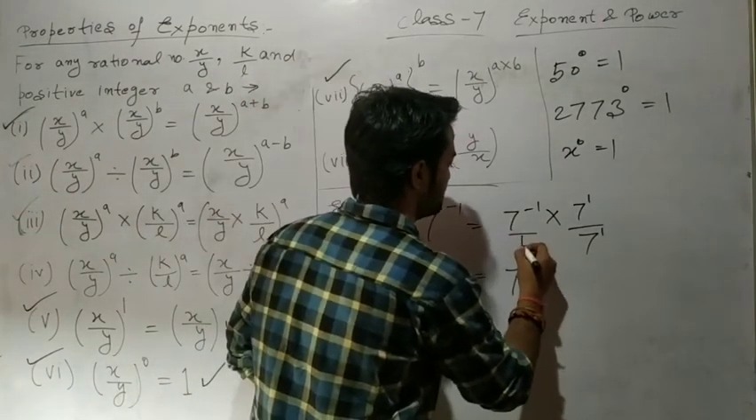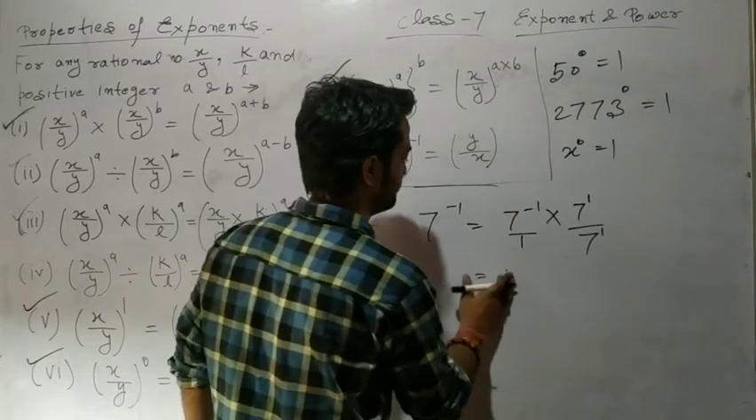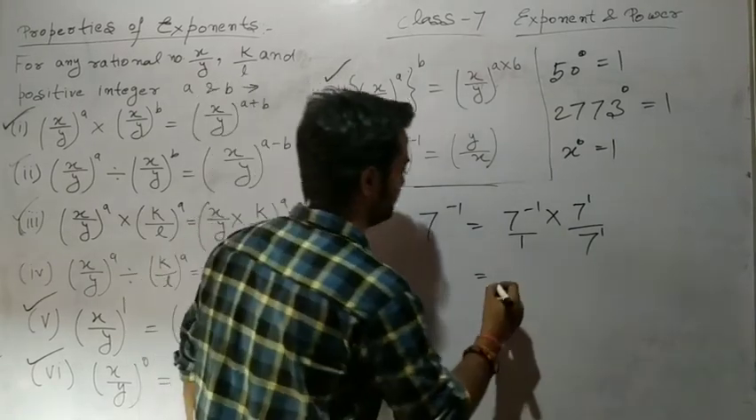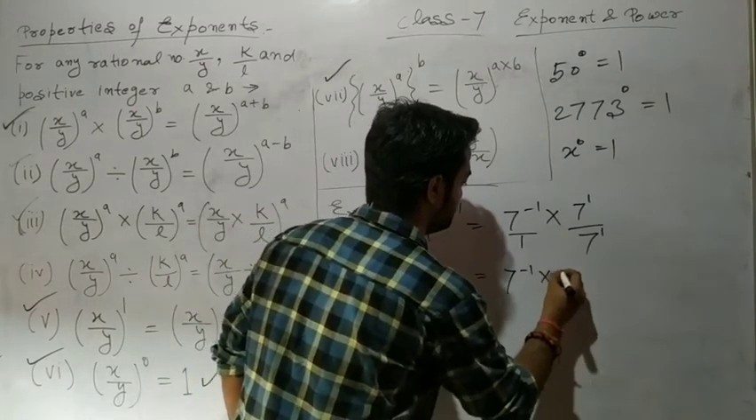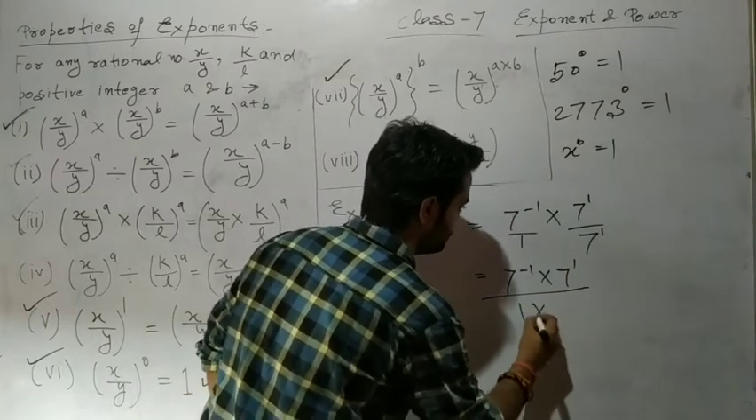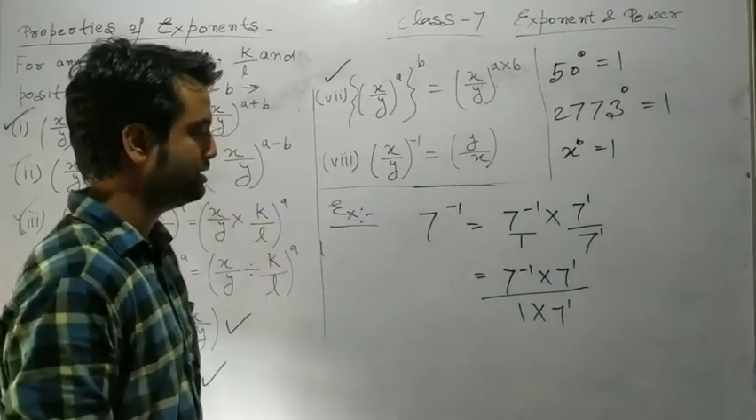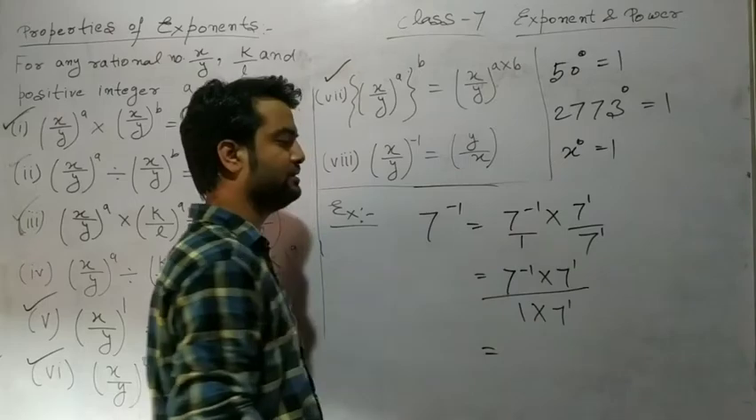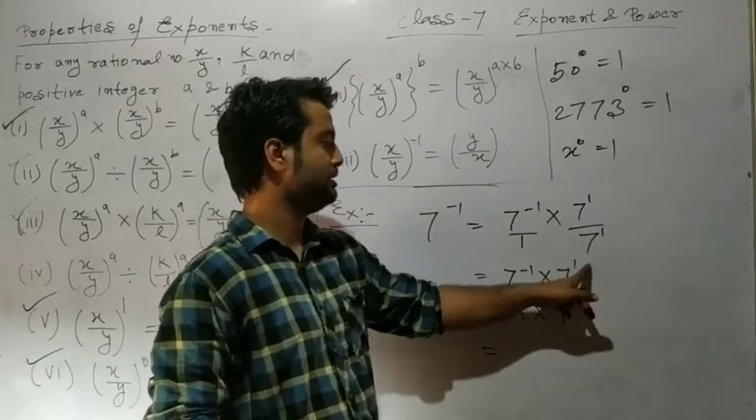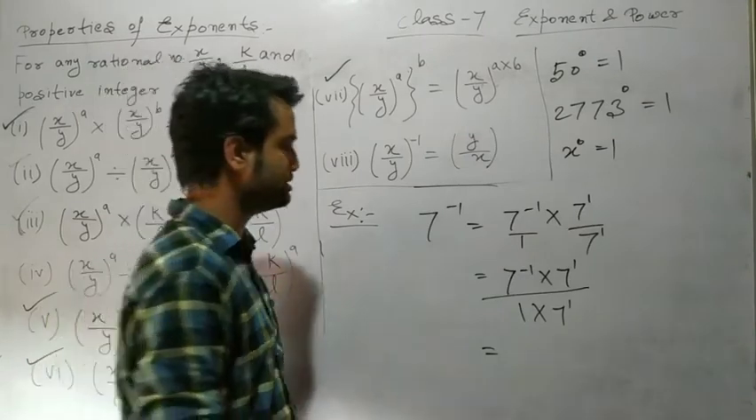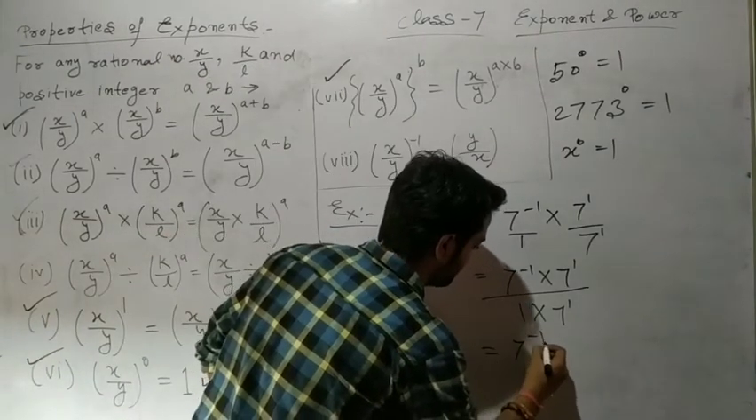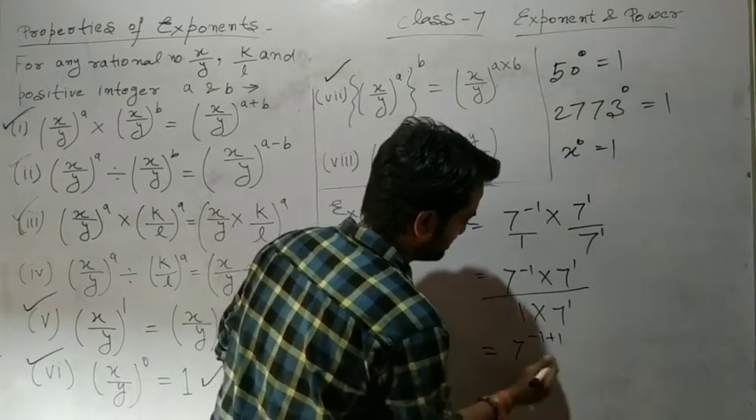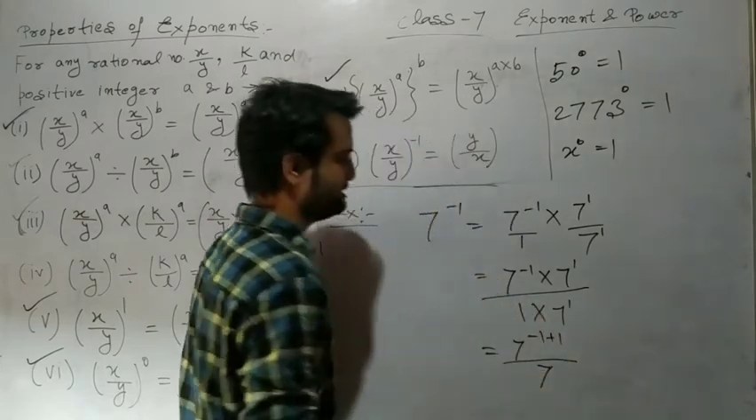Now 7 raised to the power minus 1 also has one as denominator. We know that numerator multiplies to numerator, denominator multiplies to denominator. So 7 raised to the power minus 1 into 7 raised to the power 1, whole upon 1 into 7 raised to the power 1. Now, when the base is the same, the exponents are added in case of multiplication. So we can write it as 7 raised to the power minus 1 plus 1, whole upon 7.